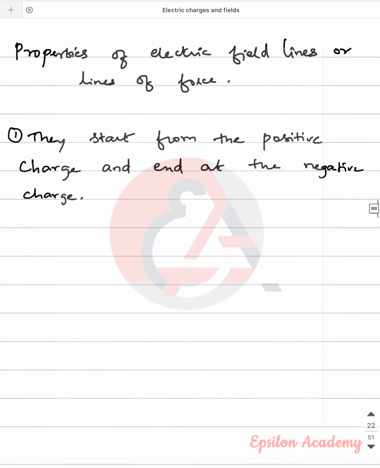So in your 10th standard, you would have learned the properties of magnetic field lines. It is something similar, but the only difference is going to be magnetic field lines form a closed loop, whereas electric field lines will never form a closed loop. It is a very important point to be noted. That is, they never form a closed loop.